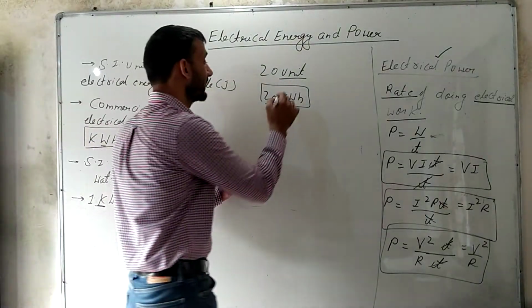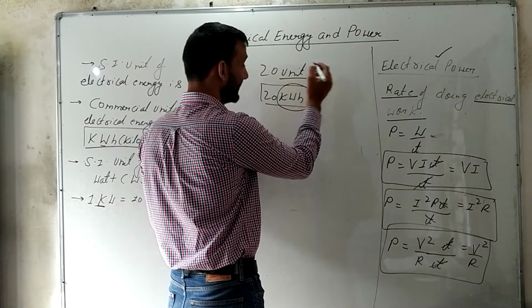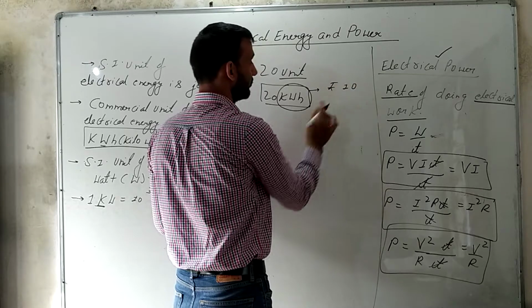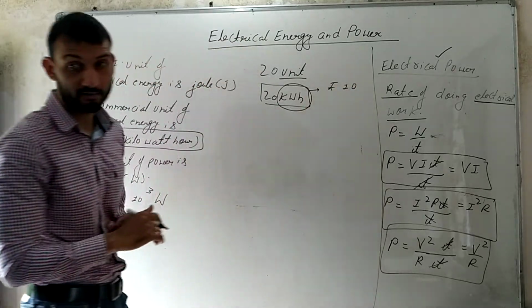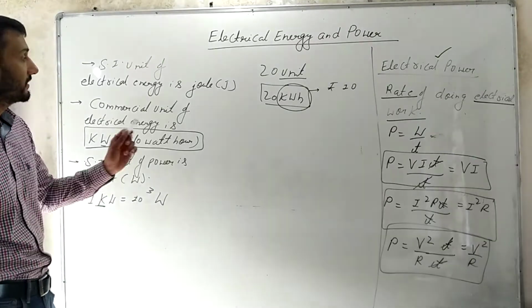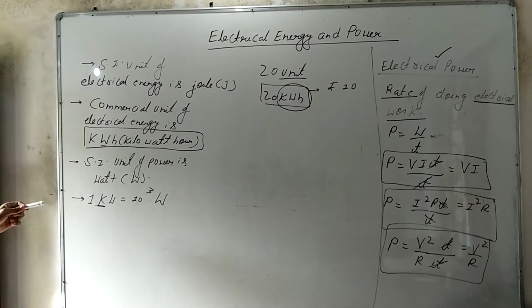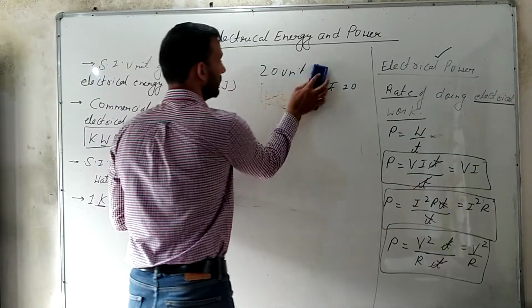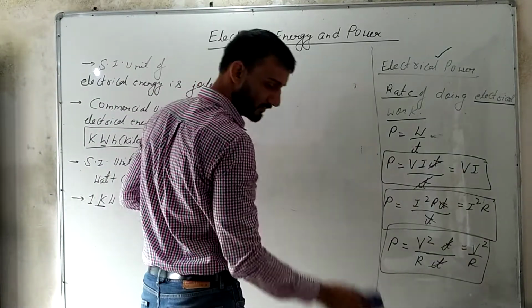So the price of this unit is fixed. Suppose the price of this unit is rupees 10. So you are going to pay 200 rupees for the consumption of electricity which you have done. Okay. So now let me find out a relation between kilowatt hour and joule. It's very easy to do.